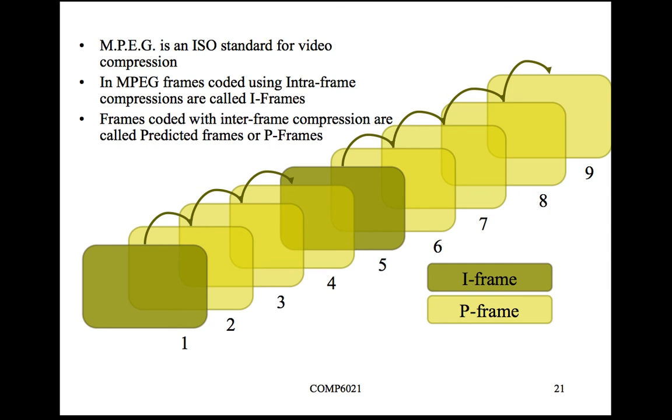So, MPEG is a video compression standard. It stands for Motion Picture Experts Group. Following on the success of JPEG, it was decided that we should try and do the same thing for video. And so there were lots of meetings and discussions, and we came up with a standard.